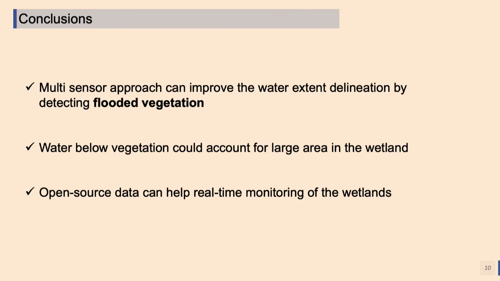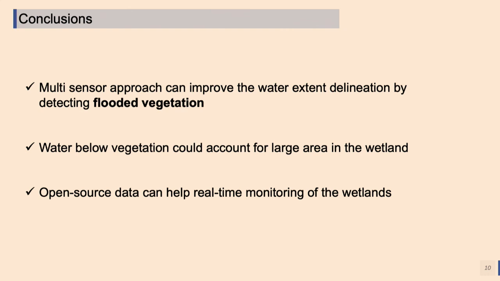So until now, we have these conclusions from applying this method at different sites in Sweden. And of course, by applying a multi-sensor approach, we can improve the water delineation inside our wetlands. Of course, using radar only or optical only should give us some information about the wetlands, but applying the multi-sensor approach could give us additional information about what's going on inside the wetlands.